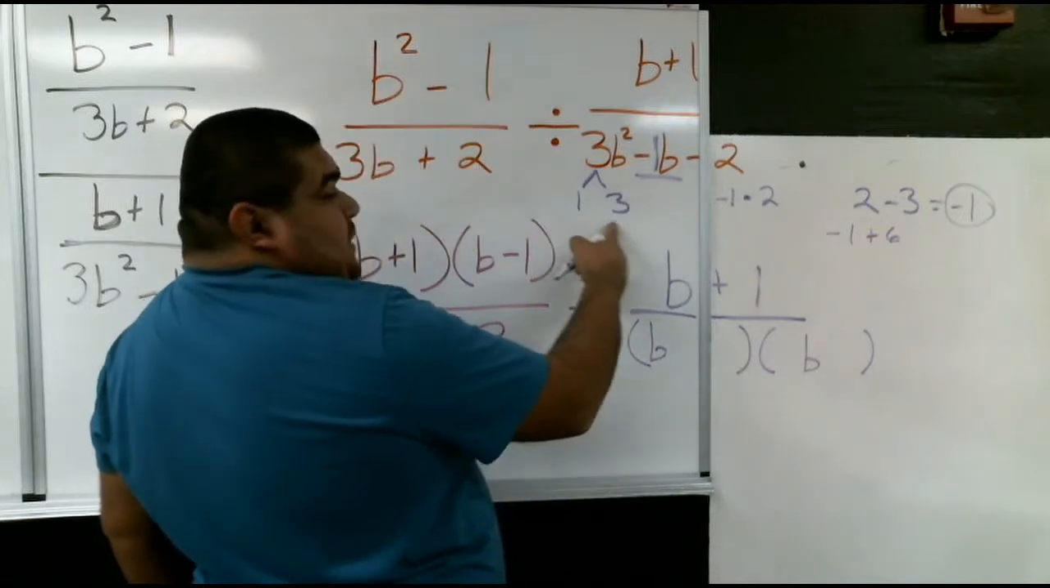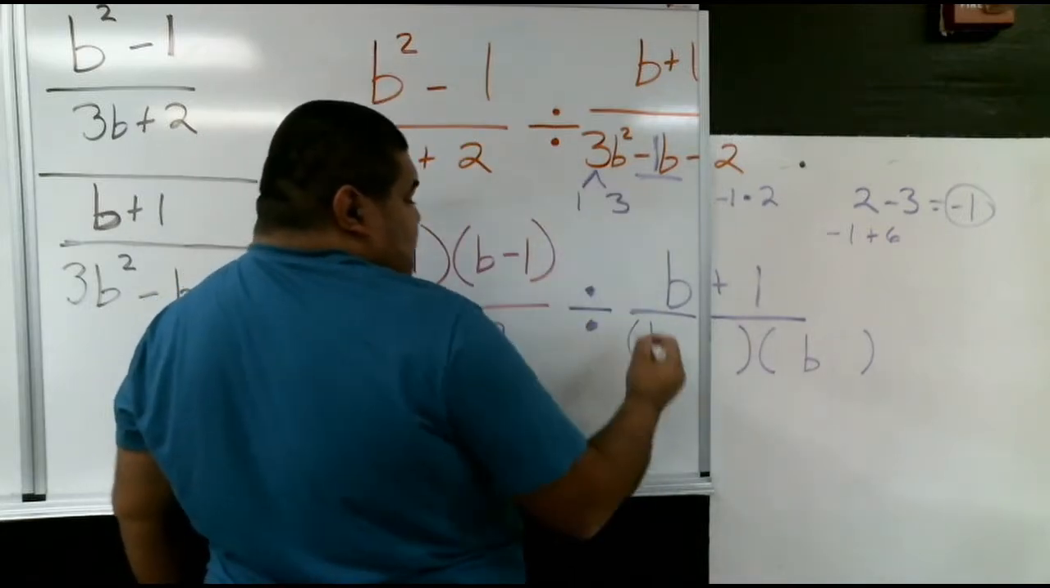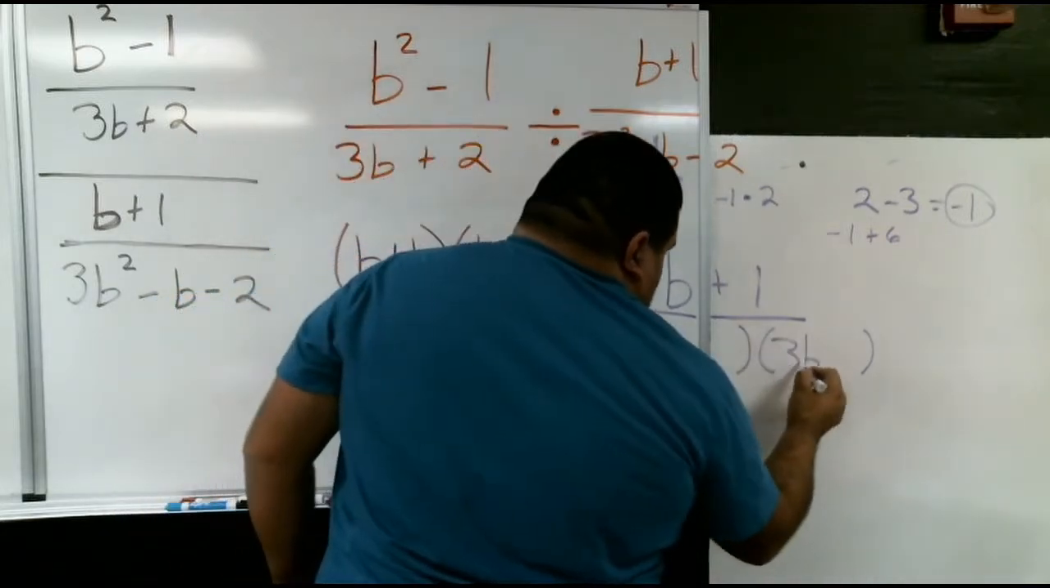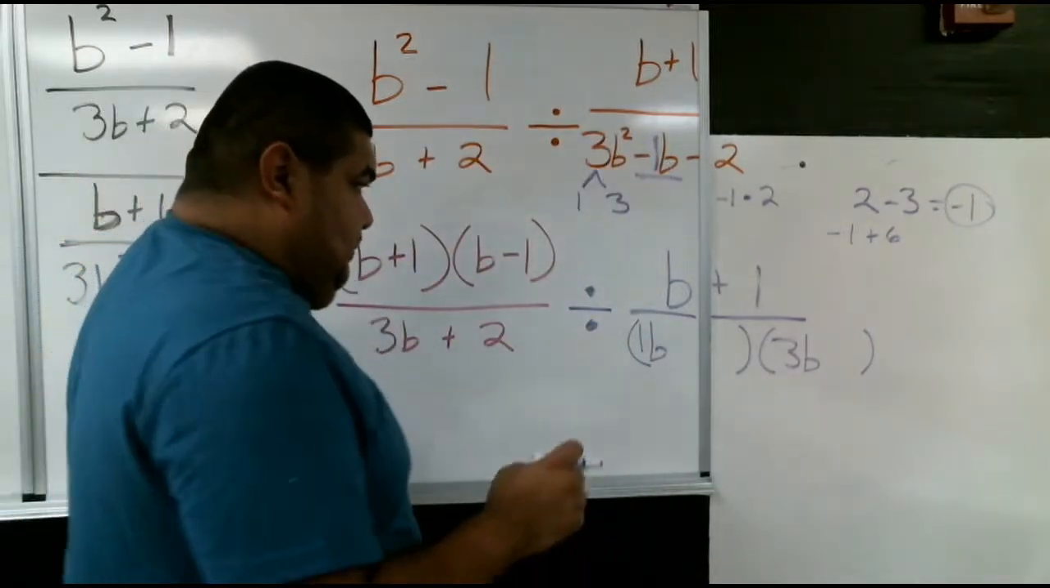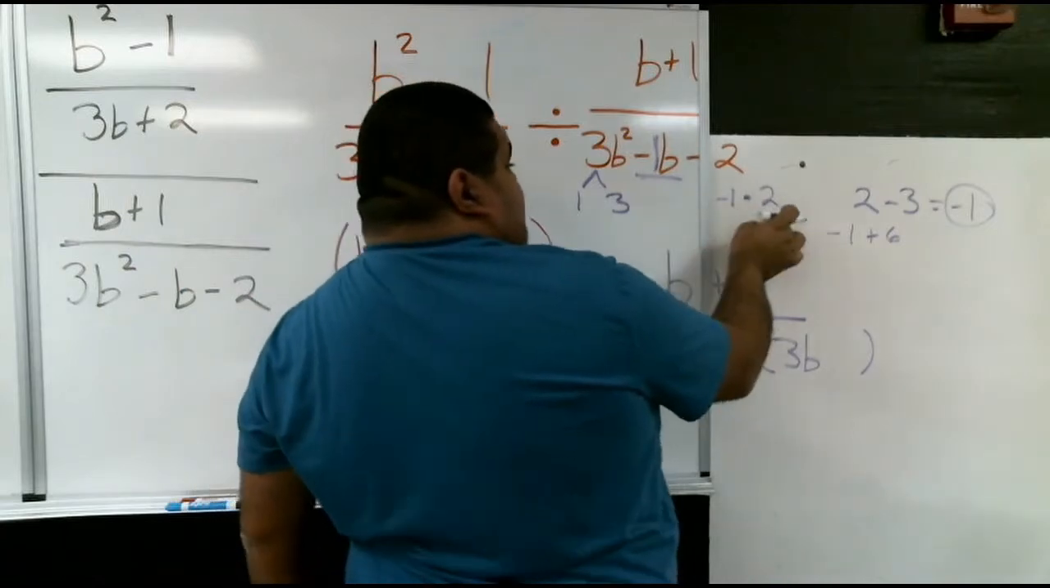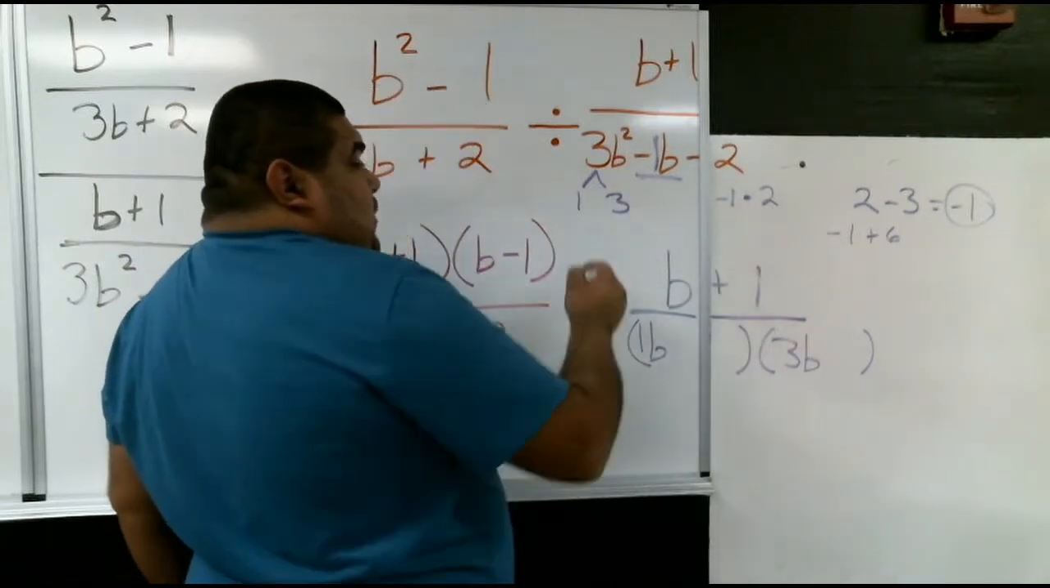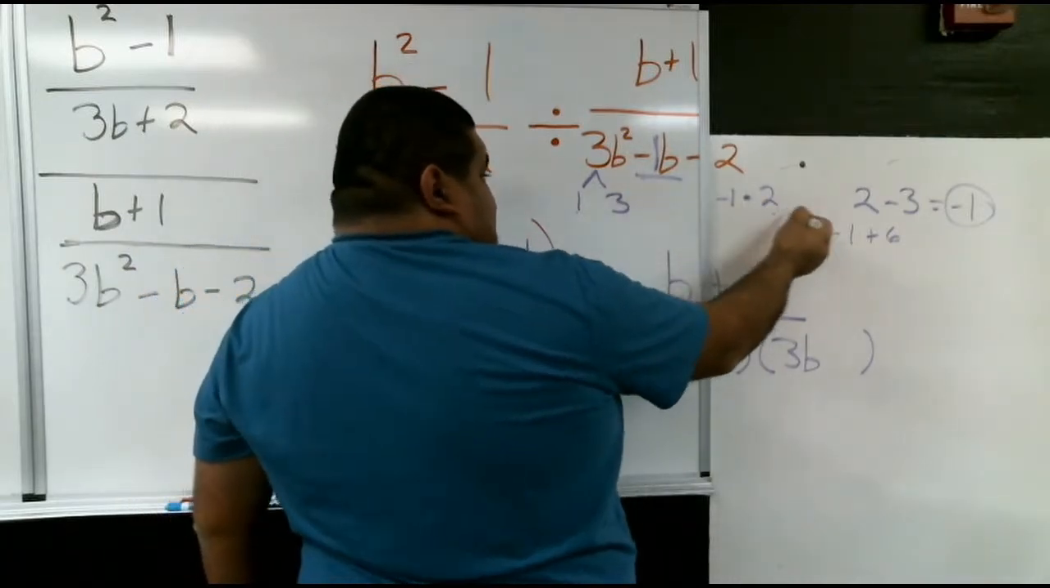What's in front of the b's? The two numbers we broke down are 1 and 3, so we're going to put a 1 here and a 3 here. Now, this is the part where it really matters. Since we used the negative 1 and the 2, we multiplied 1 times 2 to get the 2 that we needed.